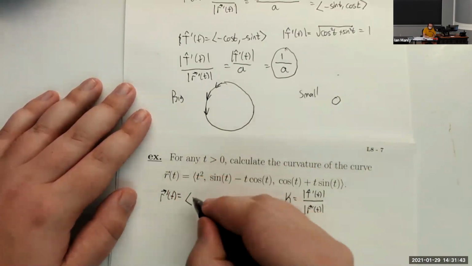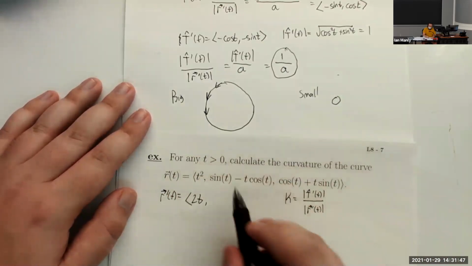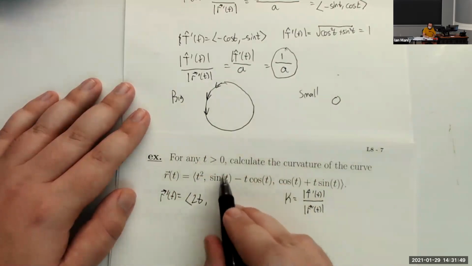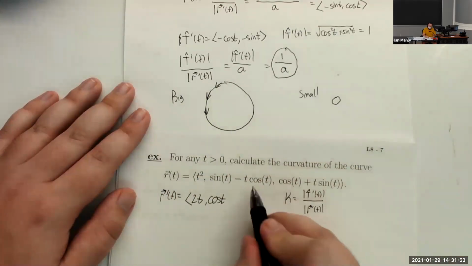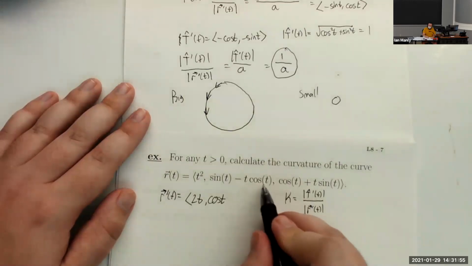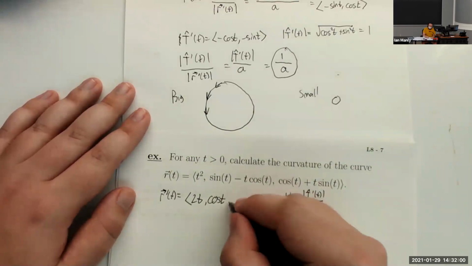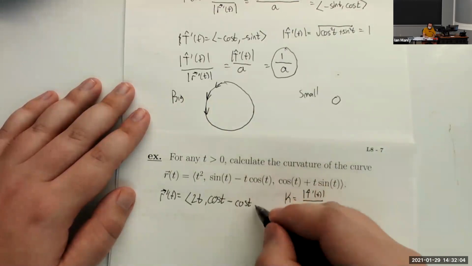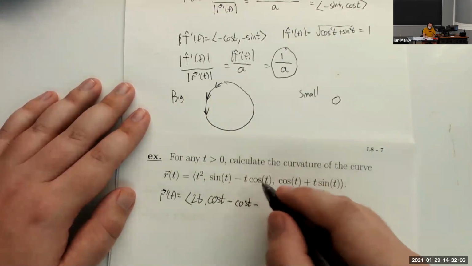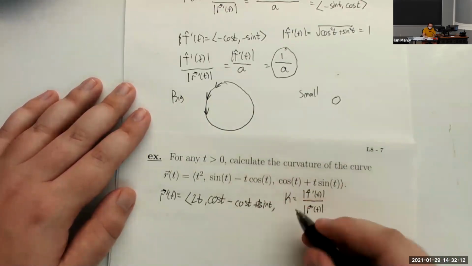Well, this derivative's not too hard. That's 2t. And then we do the derivative of this stuff. So the derivative of sine is going to be cosine. And then we do the derivative of this right here, which requires the product rule. The derivative of t will be 1. So I just have cosine of t. And then the derivative of cosine will be negative sine, and I leave the t alone. Oh, we're running out of room here.